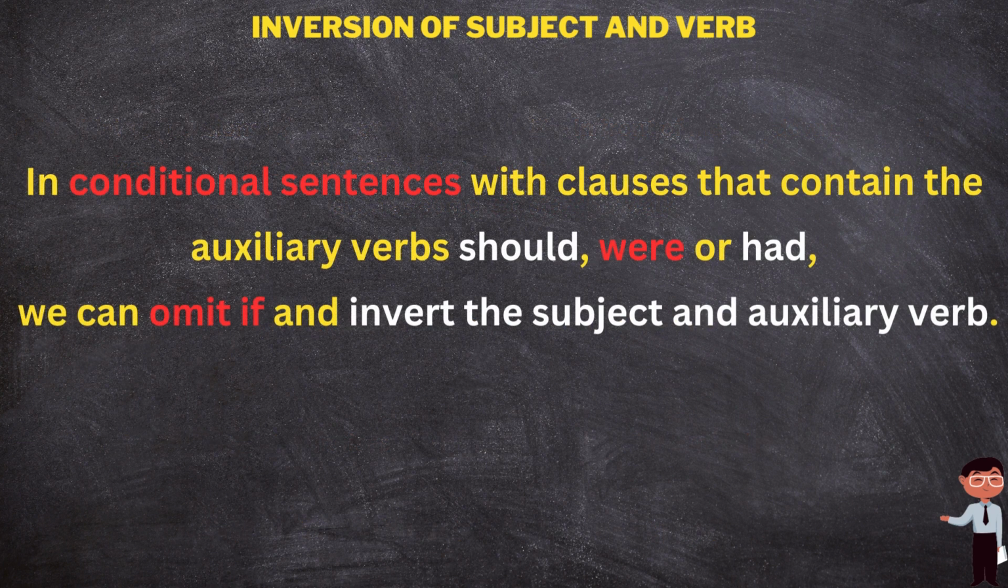In conditional sentences with clauses that contain the auxiliary verbs should, were, or had, we can omit if and invert the subject and auxiliary verb.